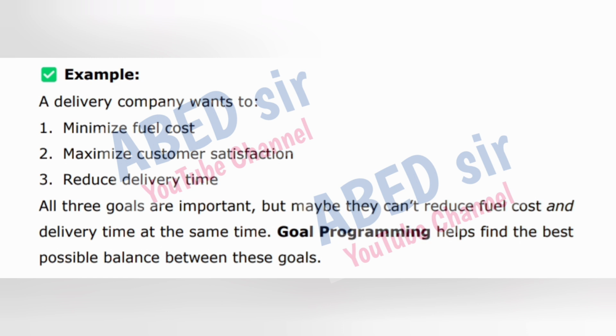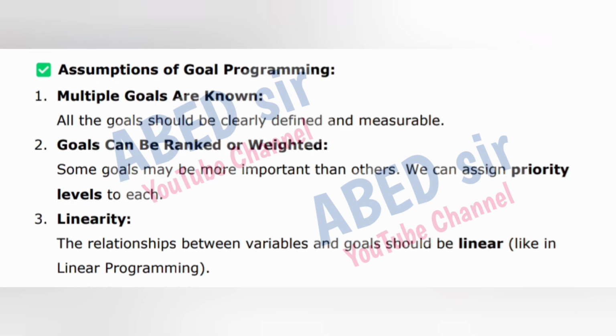Goal programming helps find the best possible balance between these goals. Assumptions of goal programming. 1. Multiple goals are known. All the goals should be clearly defined and measurable. 2. Goals can be ranked or weighted. Some goals may be more important than others. We can assign priority levels to each.